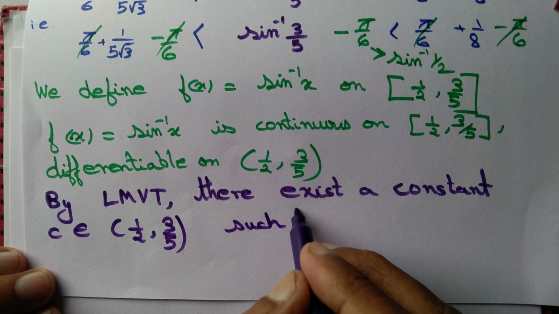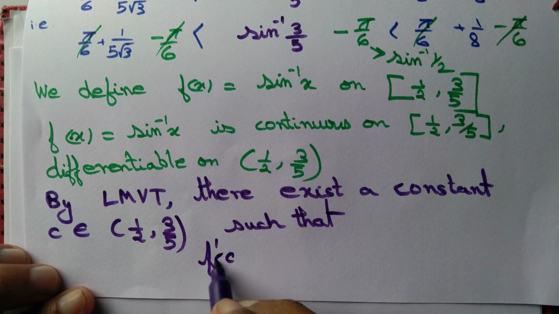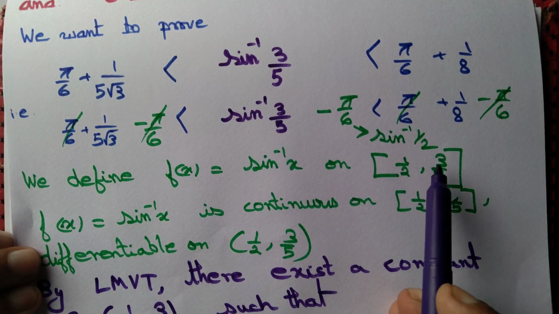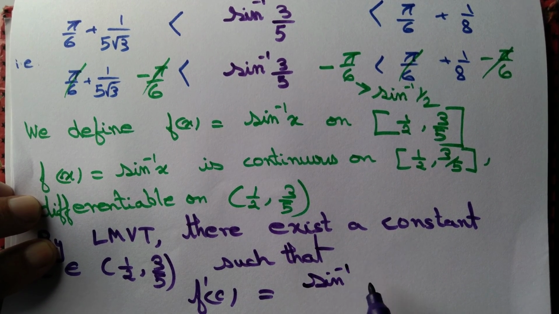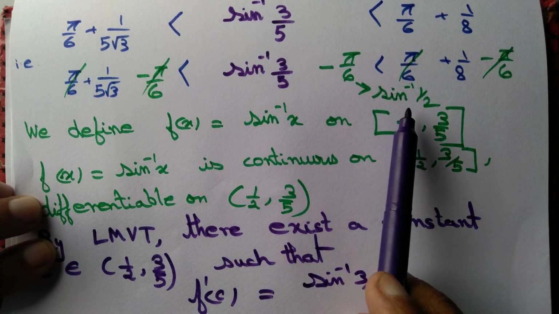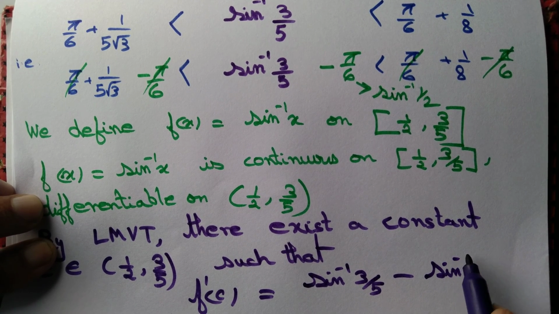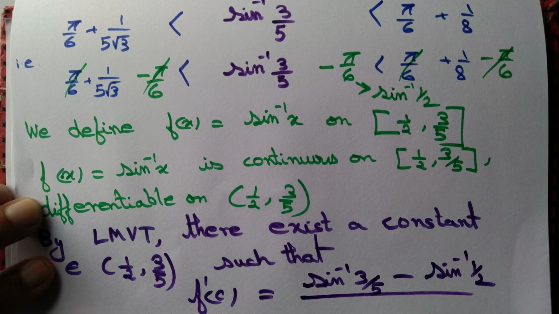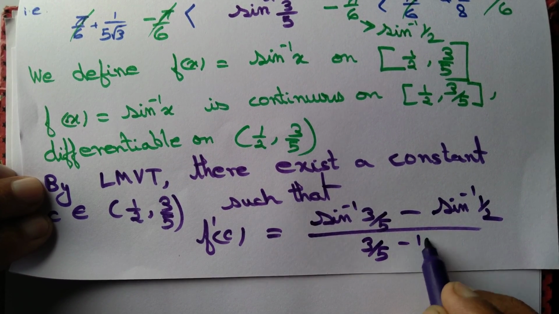such that f dash c equal to f of b, f of b is sine inverse of 3 by 5, minus f of a, that is sine inverse of half, divided by b minus a, that is 3 by 5 minus half.